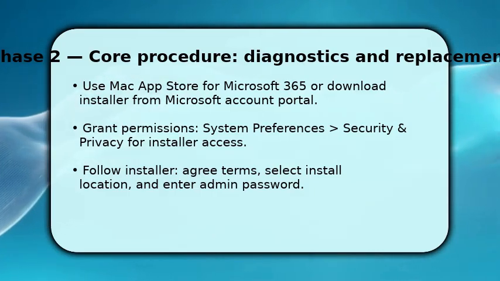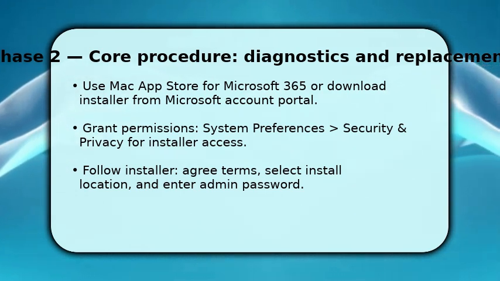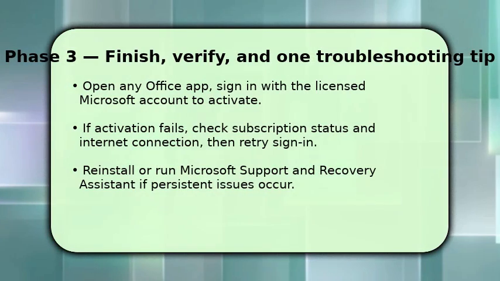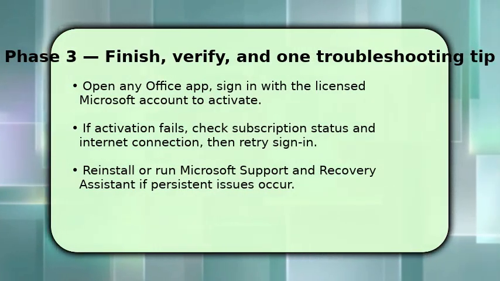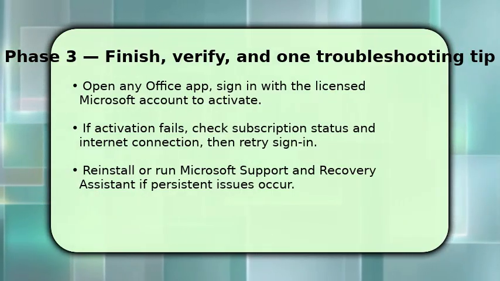Once the core apps install, open Word or Excel to trigger activation. Sign into your Microsoft account to link the license. You finish by opening an Office app and signing into the Microsoft account tied to your purchase. This activates the suite and syncs your OneDrive if included.